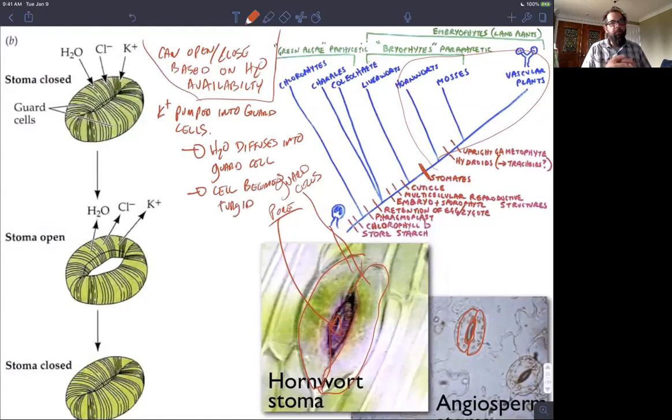Turgid is just a word for like when you blow up a balloon. The balloon's flaccid to start with. You blow up that balloon, and now it's turgid. So turgid is when it's all pumped up. So that guard cell gets pumped up, and when that guard cell gets pumped up, this pore opens up. So you pump up the guard cell, and you open that pore in the middle, and so the stoma opens.